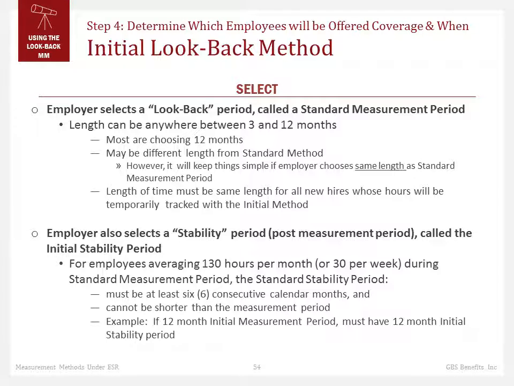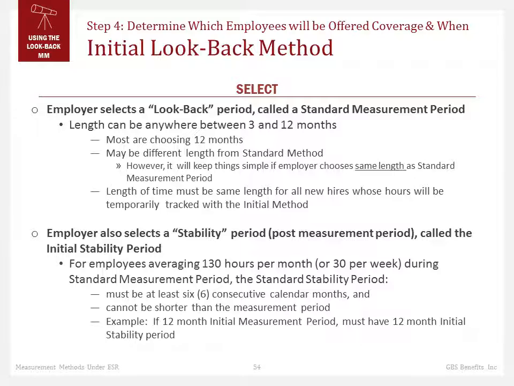So this first bullet, let's talk about selecting your initial measurement period. That first bullet says employer selects a look-back period called an initial measurement period. But the length can be anywhere between 3 and 12 months. Like I said, most are choosing 12 months. It may be different in length from your standard, but like I've been telling you all along, let's make your life simpler and choose the same length as the standard.